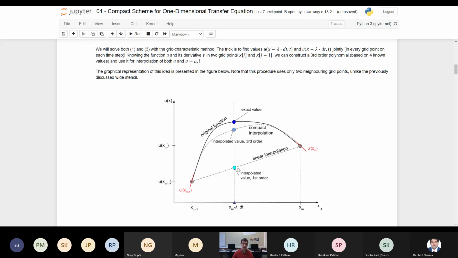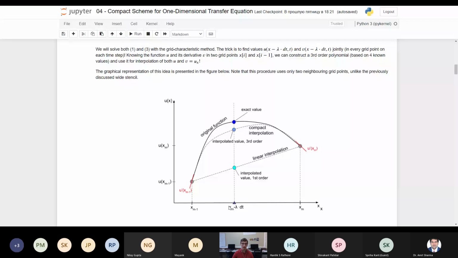linear interpolation results in a value very far from the exact value of the function, which means that the error of the numerical solution will be very high, and in order to increase it, we will have to diminish the grid step and add some extra points here.